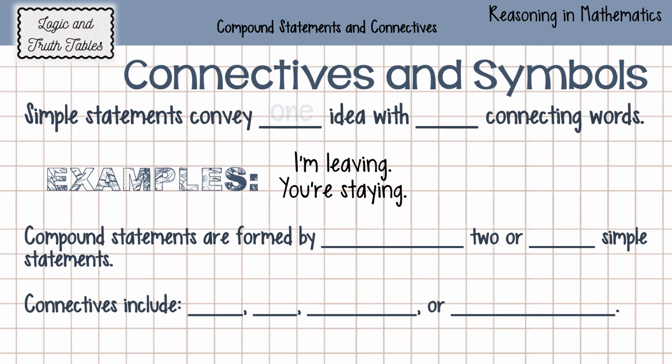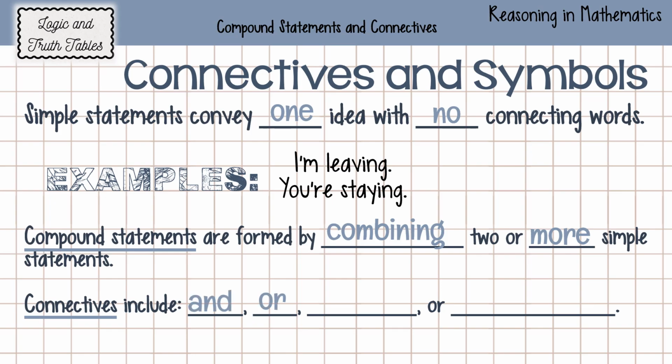Simple statements convey one idea with no connecting words. Here are some examples. I'm leaving, you're staying. Compound statements are formed by combining two or more simple statements. The connectives include and, or, if, and then there's going to be something in between then. So if then, or if and only if.